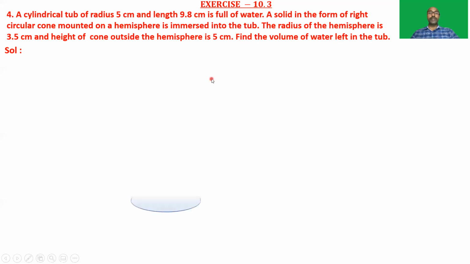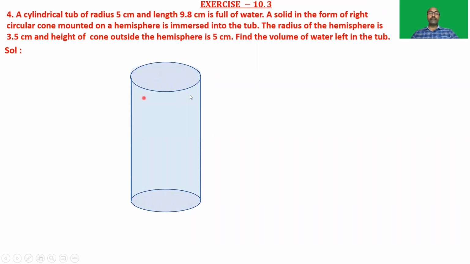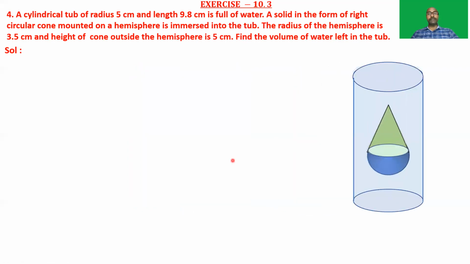Okay, students. So this is the cylindrical tub, and this is the object which has been immersed in the tub. So after immersing, some water flows out, and now we have to find the volume of water left in the tub.